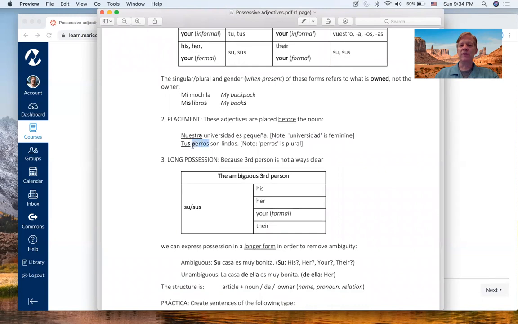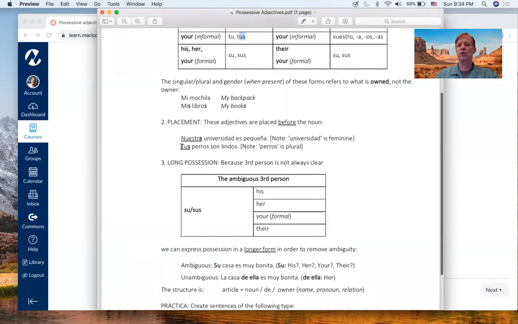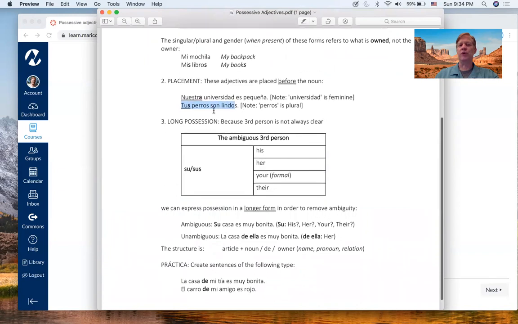Perros is plural. So your dogs, I want to say your dogs. Which of these two is plural? The one with the S, tus. Tus perros son lindos. Your dogs are cute. Tus perros son lindos.